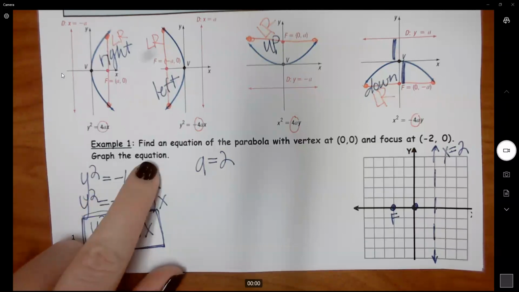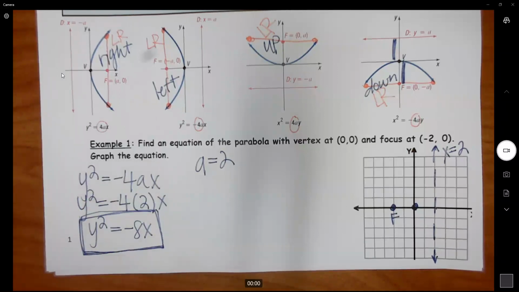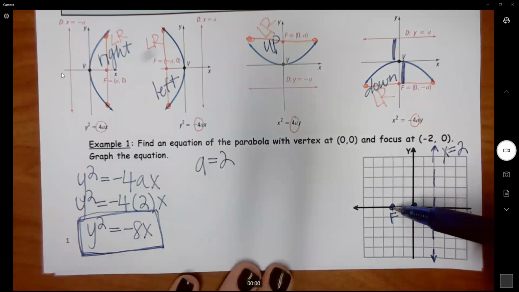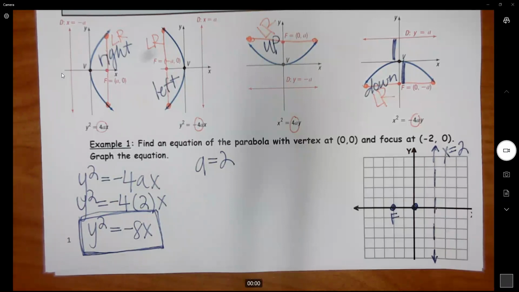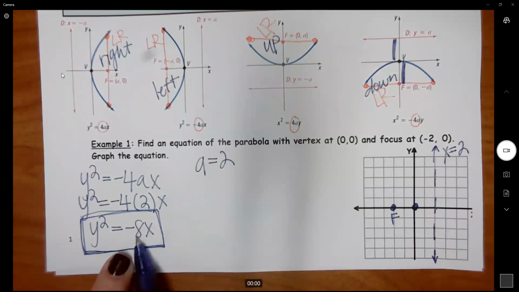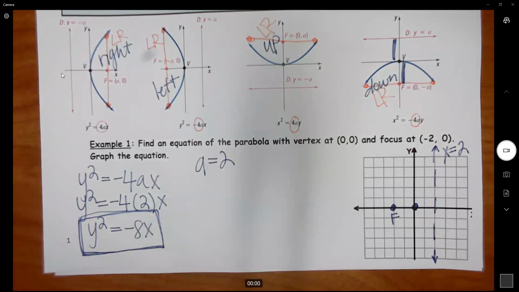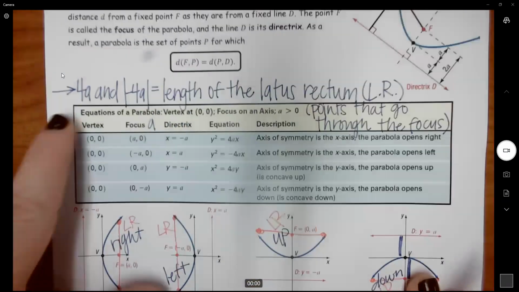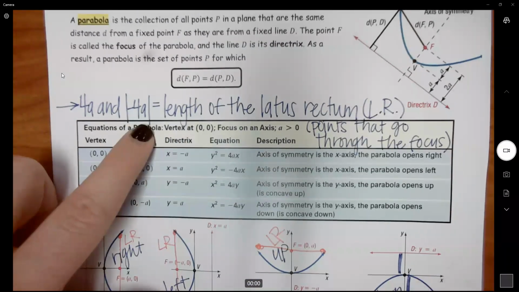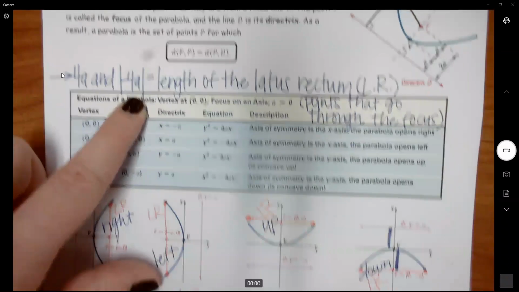Now to graph this equation, I need my latus rectum points. And remember that the latus rectum goes through that focus. So the length of the latus rectum is this 4a portion, and in this case, it's this 8. I don't care that it's -8, right? It's either 4a or the absolute value of -4a, so either way, it's always positive.